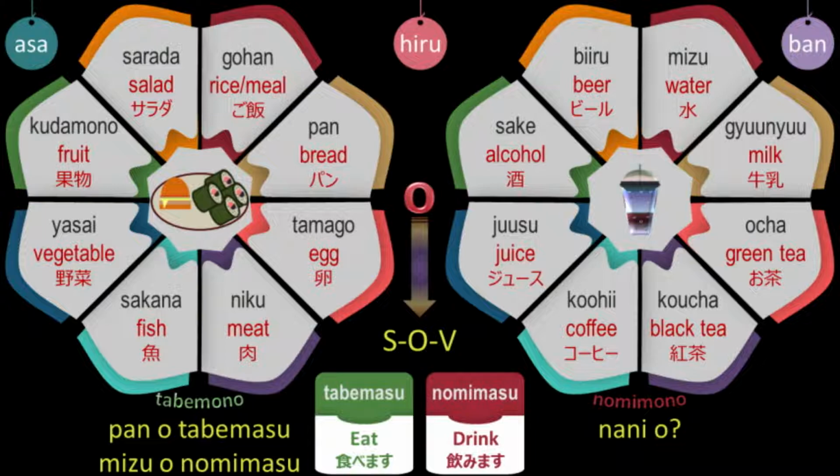Next, let us learn how to say I will not drink anything. If the particle mo is used immediately after an interrogative in a negative sentence, all that belongs to the category represented by the interrogative is denied. For example, if I say nani mo nomimasen, then it means I will not drink anything. On similar lines, if I say nani mo tabemasen, then it means I will not eat anything.